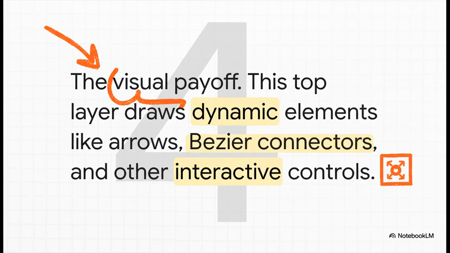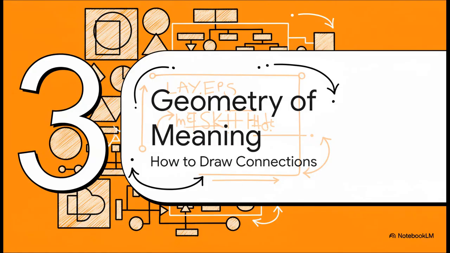And finally, layer 3. This is the visual payoff, the magic on top. This is the layer where all the dynamic elements pop into view, things like connecting lines, arrows, maybe even words you can drag around. It's this whole layered approach that lets you have such rich interactions without the entire system just falling apart. So we've got the layers, but how does the engine actually draw those beautiful, intelligent shapes? Let's get into the geometry and the clever algorithms that give this text its visual meaning.